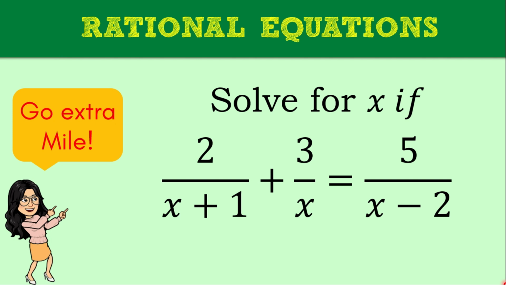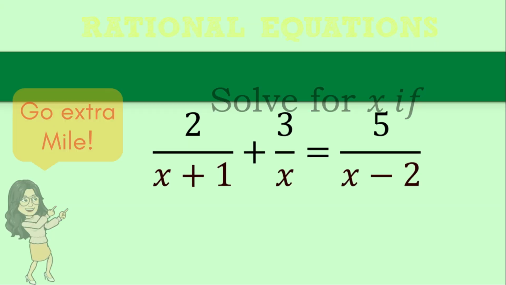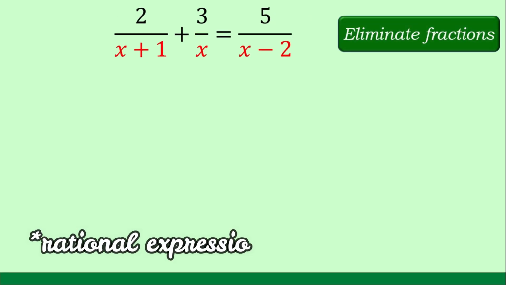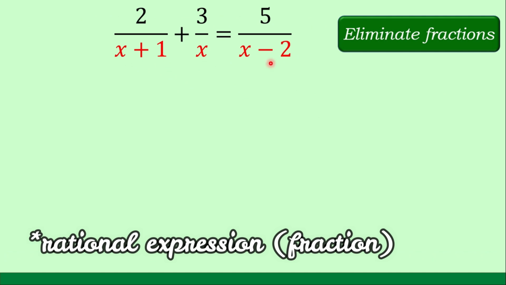To answer this, let's look at the steps. Step 1. Exactly, same as our first and second example. We are going to find a way to eliminate the fractions. Checking our given, we have here two rational expressions on the left side, and equal to the right side, we have a single rational expression.